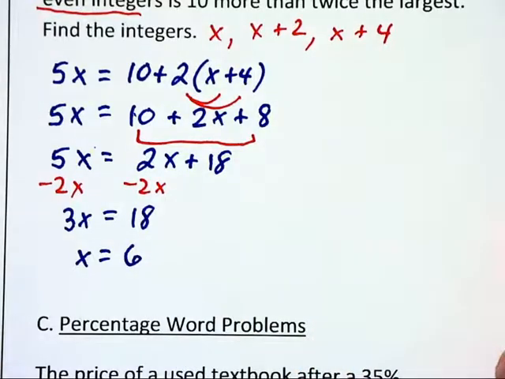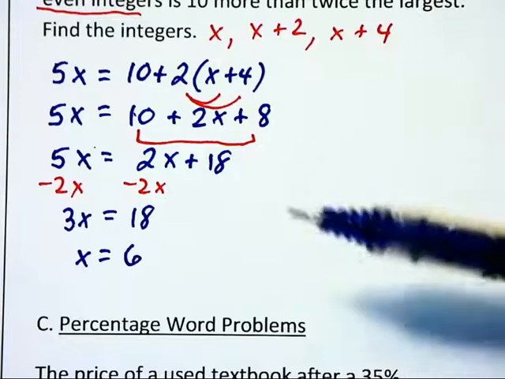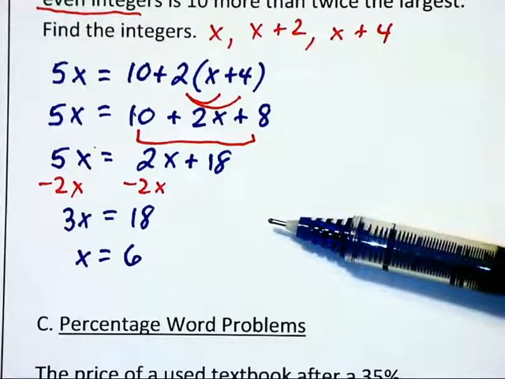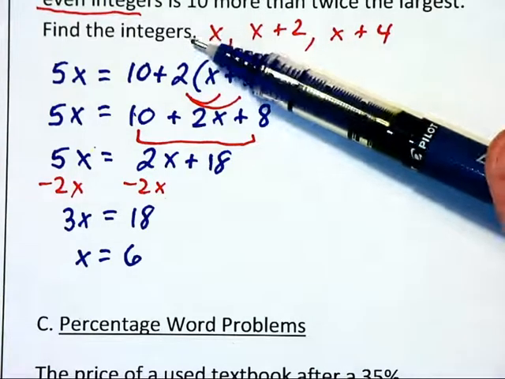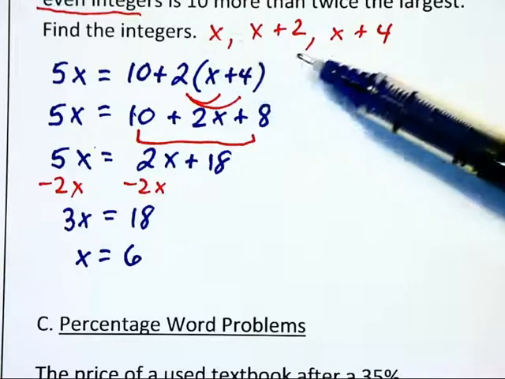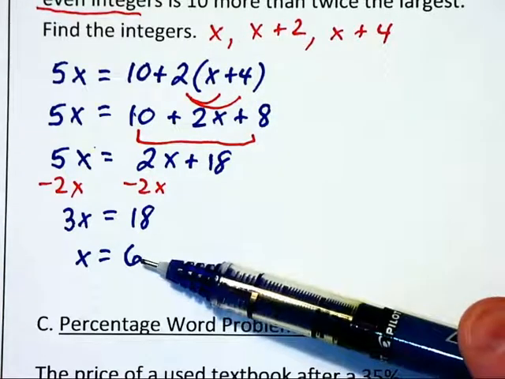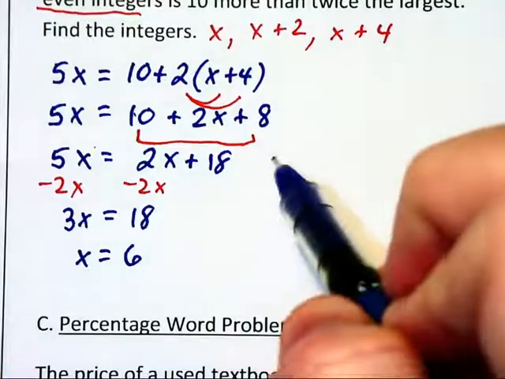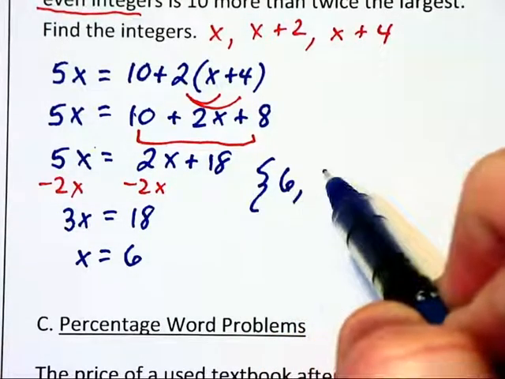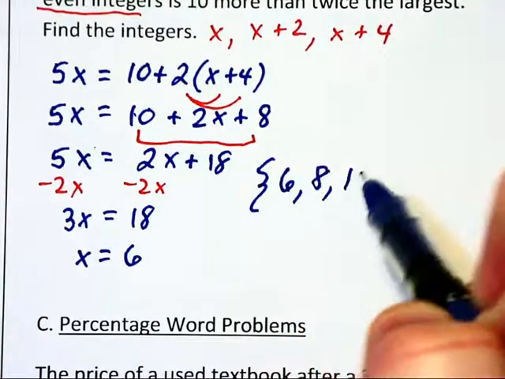Notice that it is an even number, and that's what we were looking for because it did say 3 consecutive even values. Now again, the word problem says find the integers, and we need to add 2 and add 4 to 6 to get our full solution set, which will be the numbers 6, 8, and 10.